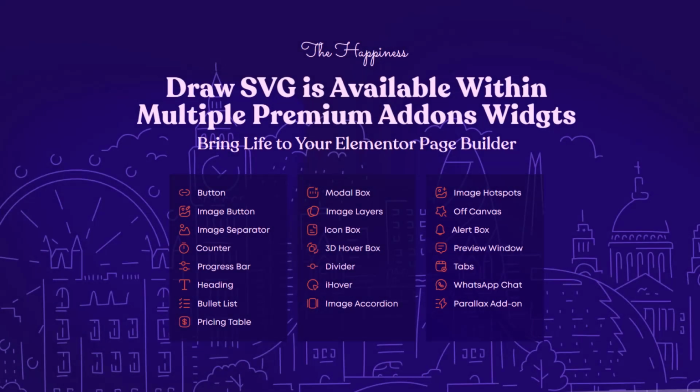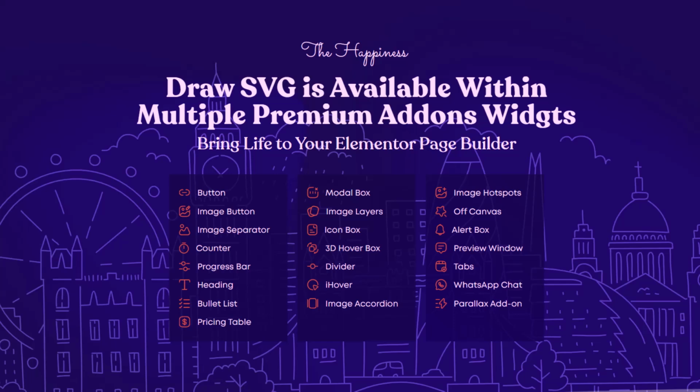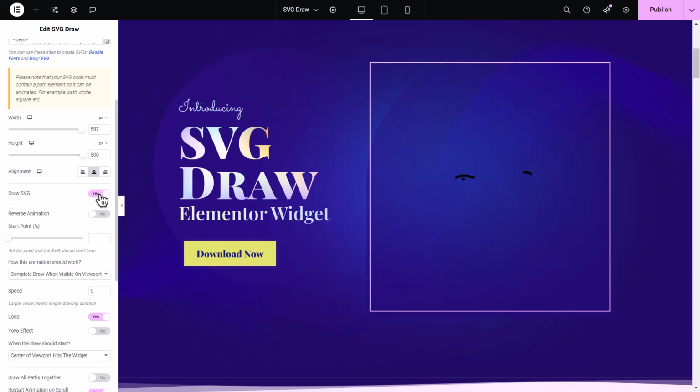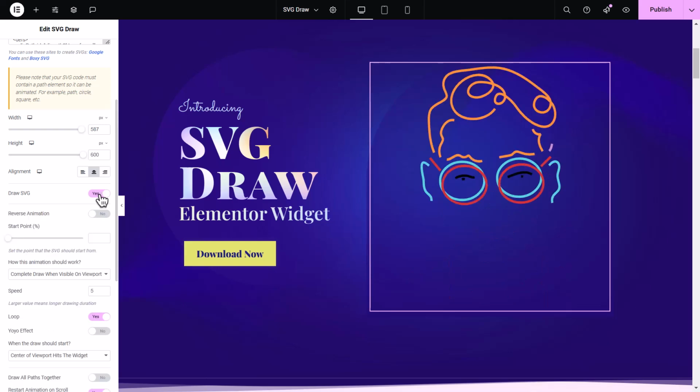Remember, SVG Draw is a global feature available in most widgets within Premium Addons, designed to provide a seamless experience across your site. By enabling global features, you gain access to powerful tools and options that enhance your website's functionality and aesthetics without the hassle of repeated setup.